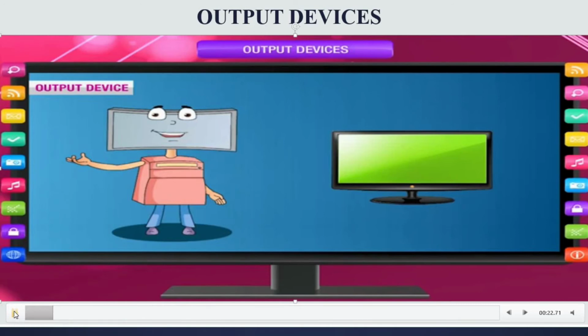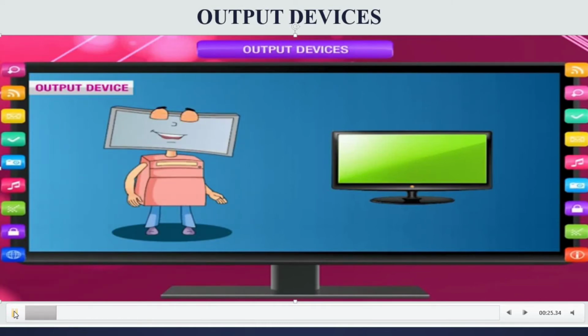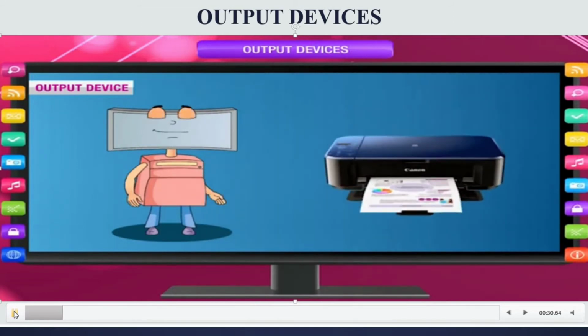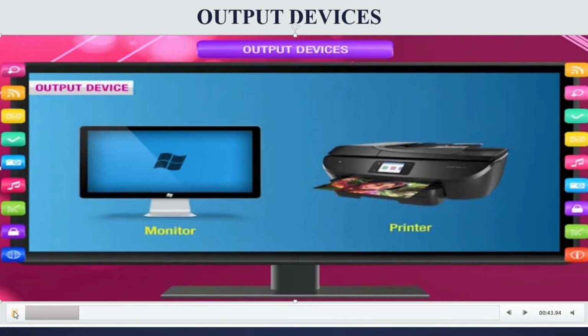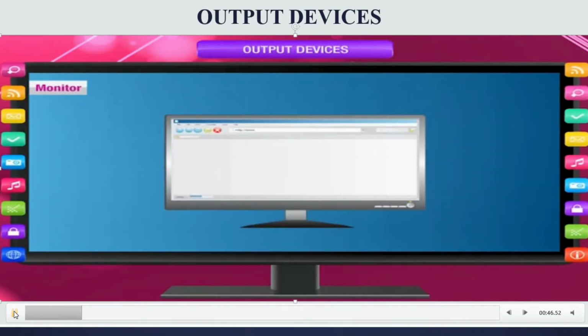Normally results are displayed on the monitor. This is an output device. The monitor is an output device, and the printer is also an output device. So the monitor and printer both are output devices, right? And using the printer we can print on paper. Now see the monitor. Yes, we have various output devices to get information, but the most commonly used output devices are the monitor and the printer.